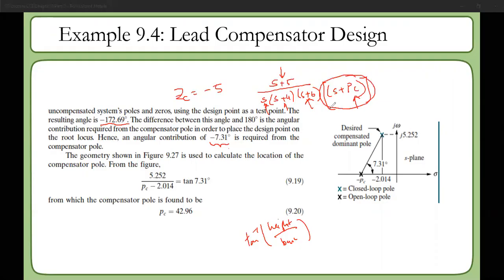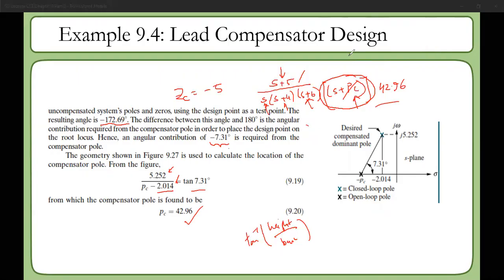So basically, out of the pole and the zero contribution, we are selecting the zero, and then we are finding out what the pole location should be. Again, the formula is very simple: tan of the angle equals height by base, where the base is how much it deviates from that pole location. From this we can find out the location of our PC. Now we can replace the PC here, and that will be 42.96.